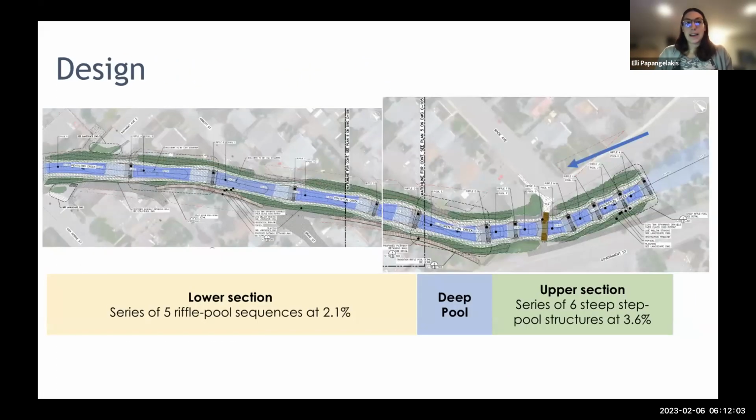So this is the design channel. You can see there's an upper section, which is quite steep. It's at 3.6%. So that's replacing that spillway or that feature that was there. It's quite steep. It is a series of steps and pools there. Then it flows under the bridge into this really deep pool section. And then it flows into a lower section that's more of a classic riffle-pool sequence. It's also at 2.1%, so still relatively steep. So our experiments focused on this lower section. This was also their focus for that fish spawning habitat, this set of pools and riffles down here.